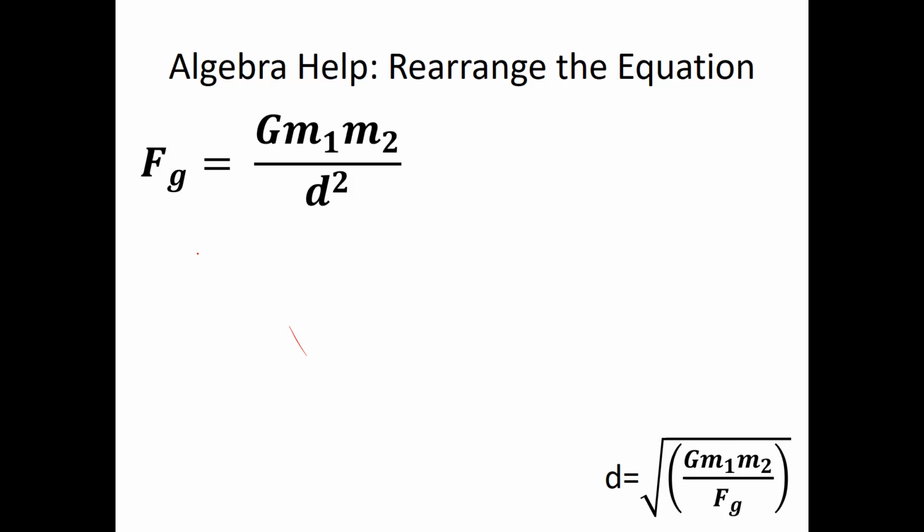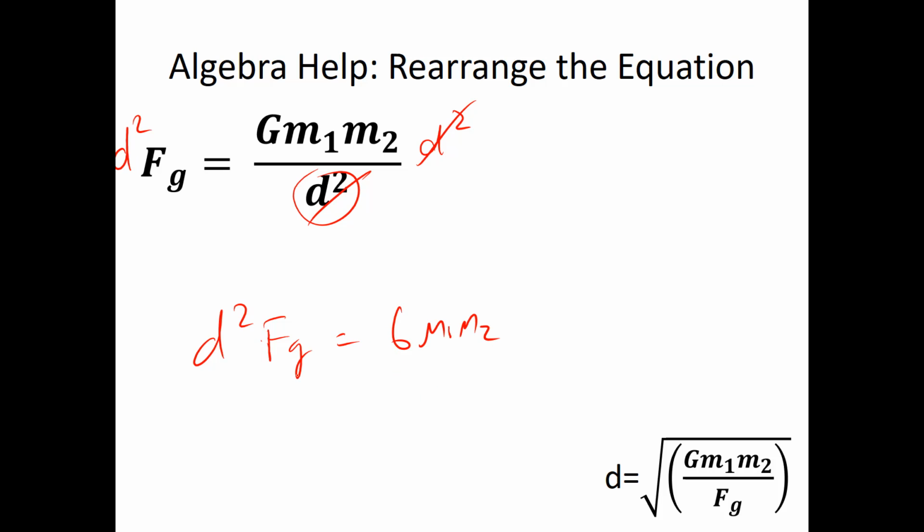Okay, if you're trying to rearrange this for d, well, the first step is that the d is on the bottom, so you can't just get rid of G, M1, M2, or else you'll be left with 1 over D. So you're going to start the same way. You're going to multiply both sides by D squared. When you do that, you have D squared Fg equals G M1 M2.